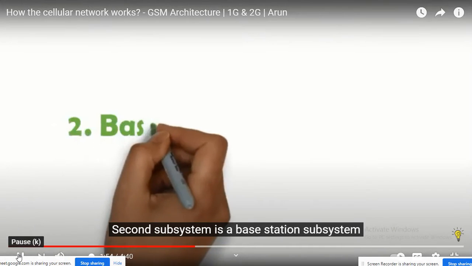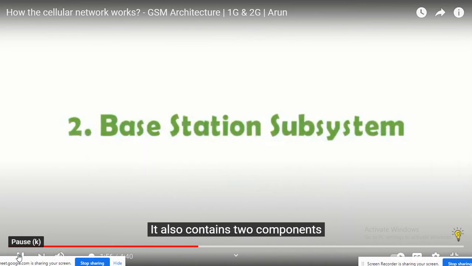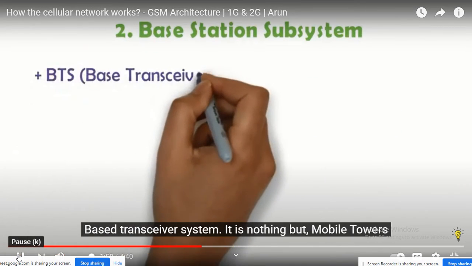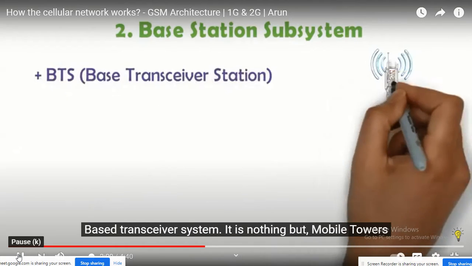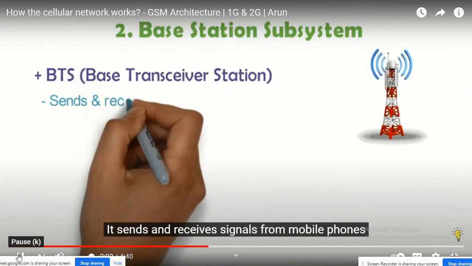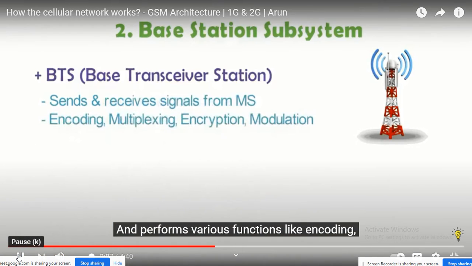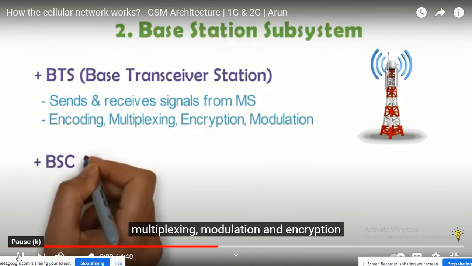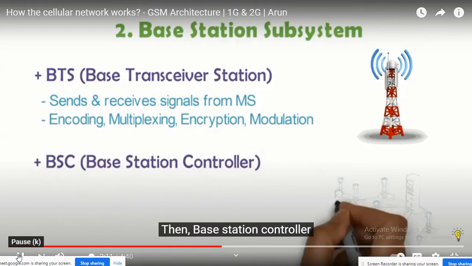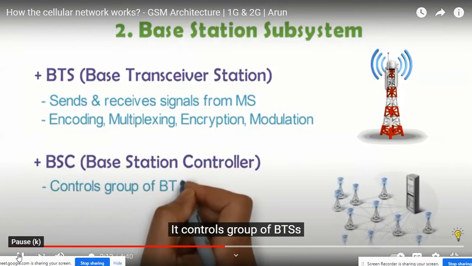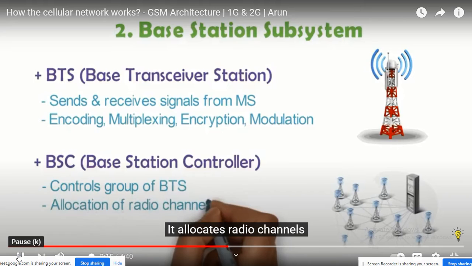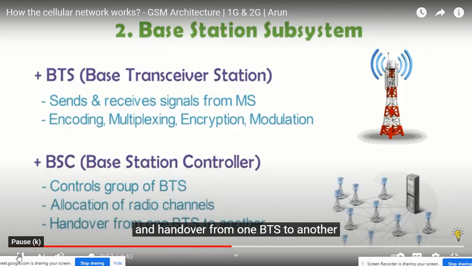Second subsystem is a base station subsystem. It also contains the two components: base transceiver system. It is nothing but mobile data. It sends and receives signals from mobile phones and it performs various functions like including the multiplexing, modulation, and encryption. Then base station controller. It controls group of BTSs. It allocates radio and hand over from one BTS to another.